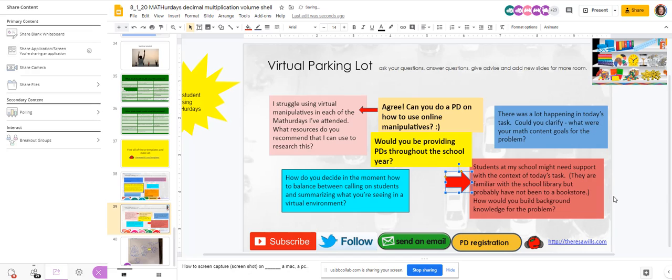Students at my school might need support with the context for today's task. They're familiar with the school library, but probably not been in a bookstore. How would you build background knowledge for the problem? Oh, so in the virtual world, we have access to one of the best sources for prior knowledge, and kids love it. It's called YouTube.